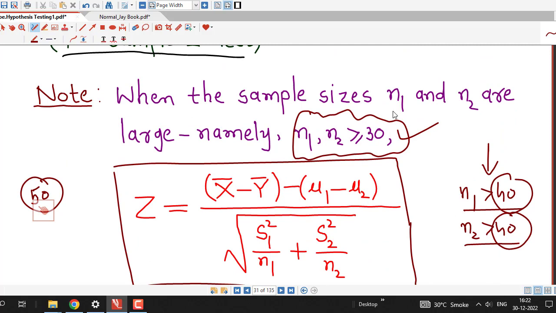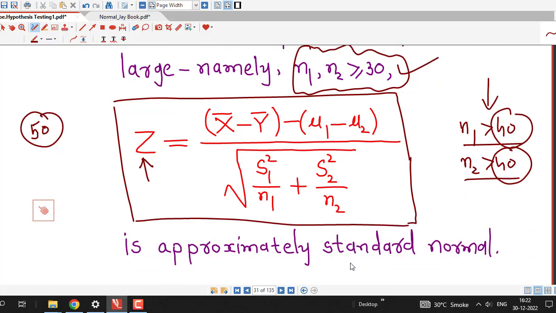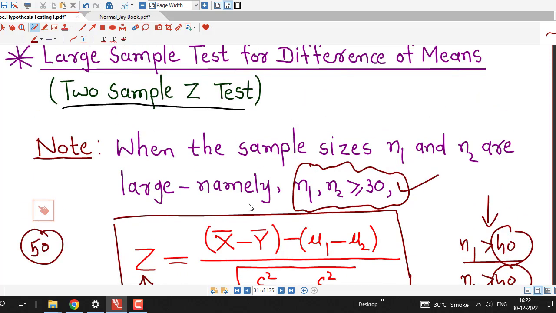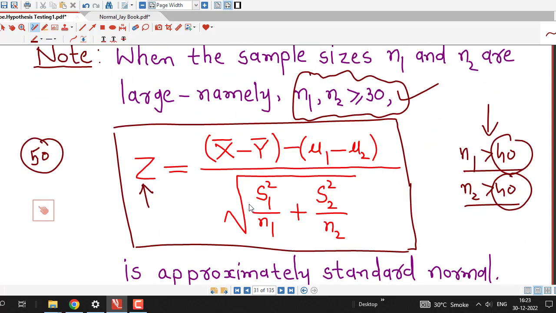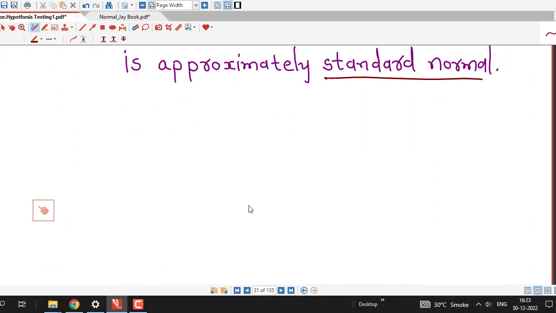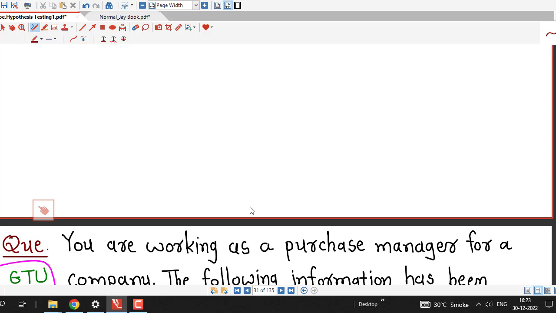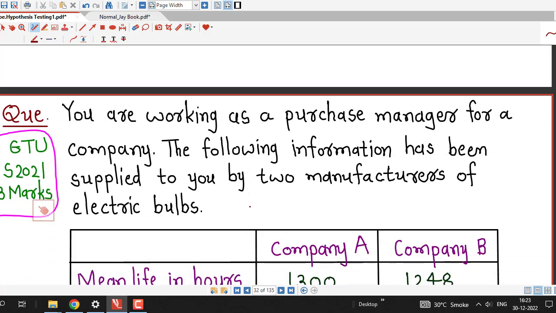If we have large samples, then this random variable Z given by this formula is approximately a standard normal random variable, so that we can use the standard normal distribution to check whether our hypothesis is true or not, whether we can reject the null hypothesis or we cannot reject it. With this in mind, we try to answer this question which was asked in the GTU Summer 2021 exam.